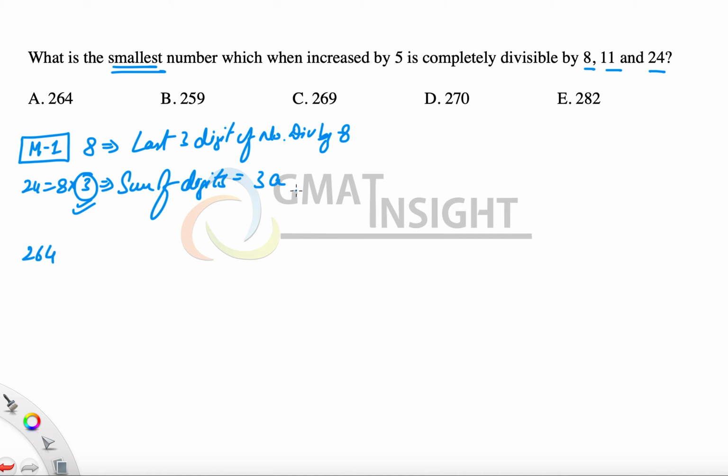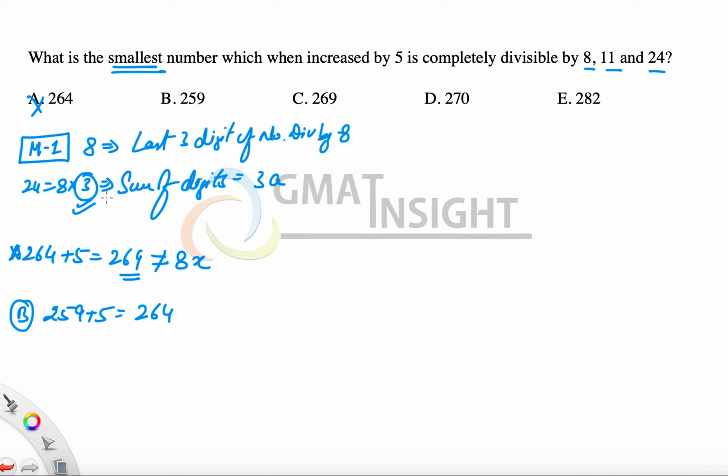I have to increase the number by 5 and then see whether it's divisible by 8, 11, 24, all of them or not. 264 when increased by 5 results in 269, which is an odd number, so definitely it's not divisible by 8. So option A can straight away be eliminated. Now comes option B. Option B is 259, which when increased by 5 becomes 264. Now if you add the digits, 2 plus 6 plus 4, the sum is 12, which is divisible by 3.